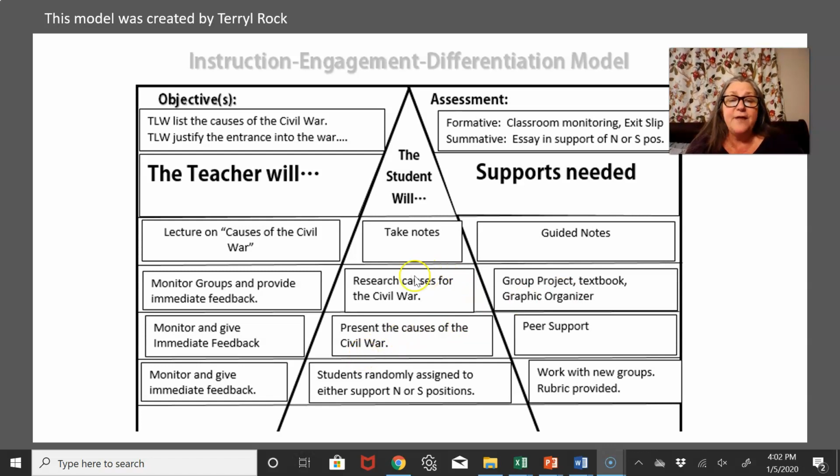And then once they research, they would present. That's an even bigger responsibility than research, and then taking a position. So this model is a great way of showing how you can instruct, engage, and differentiate.